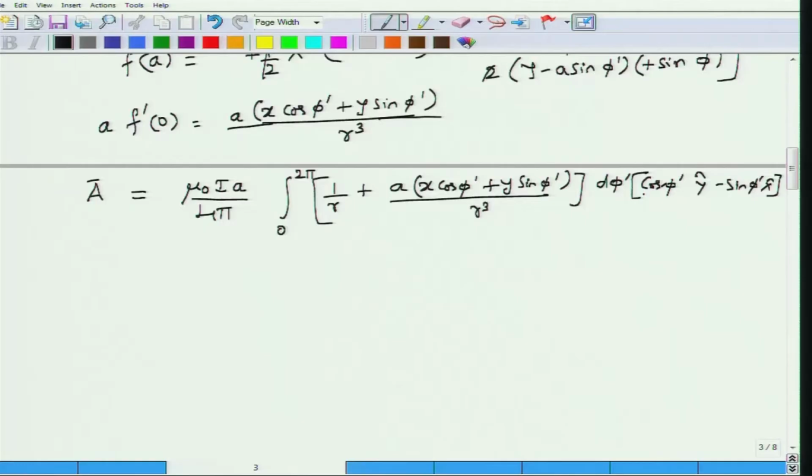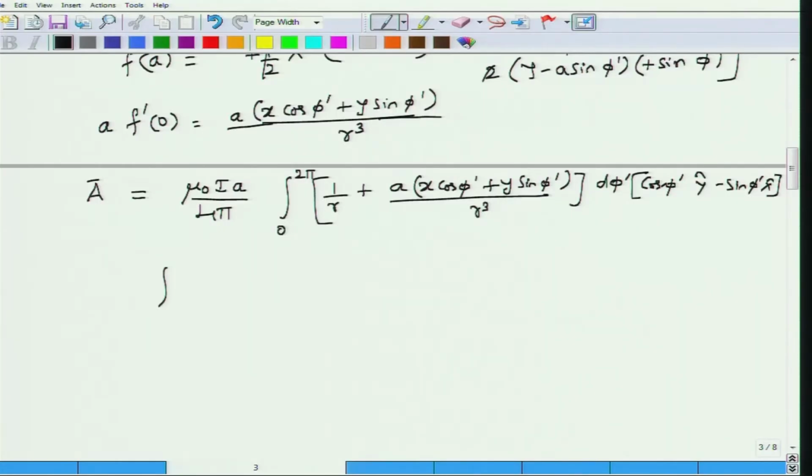So this is the integration for A that I need to perform. I can separate this out into 2 integrals. One integral involves 1 by r, d phi prime, and the term in the numerator, this is cos phi prime y hat minus sin phi prime x hat, and the second term involves r cube.